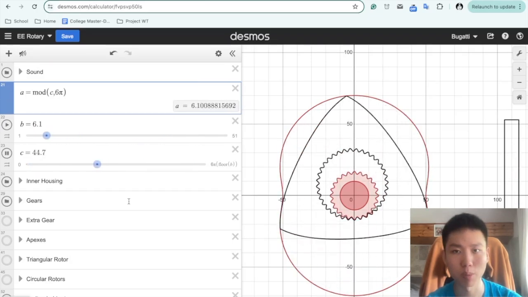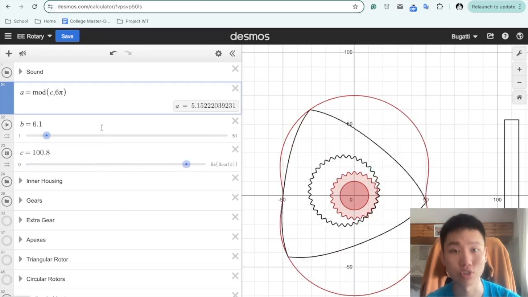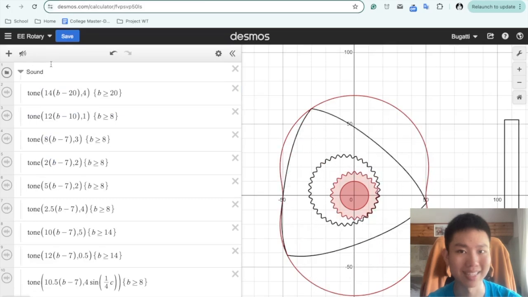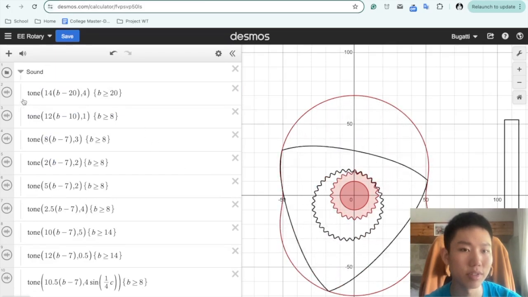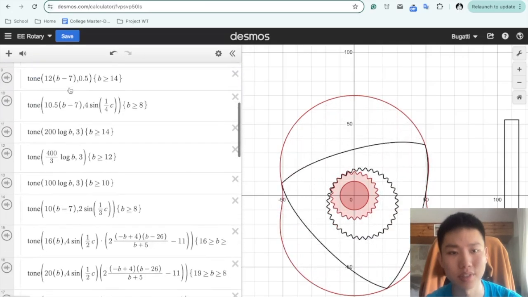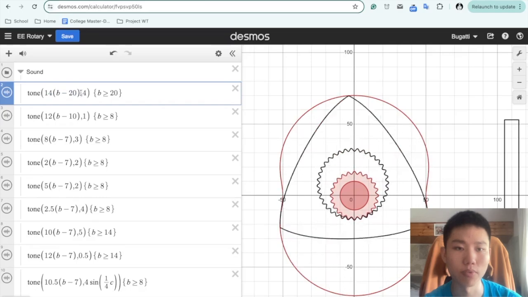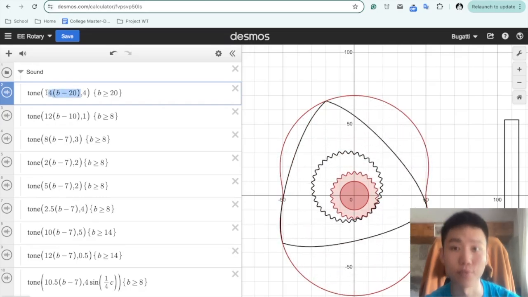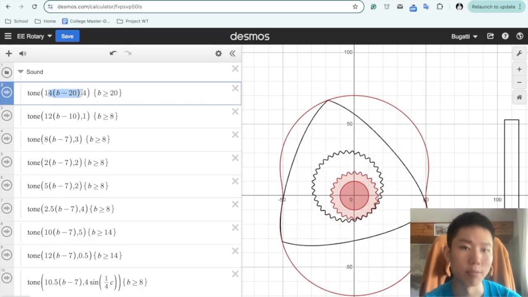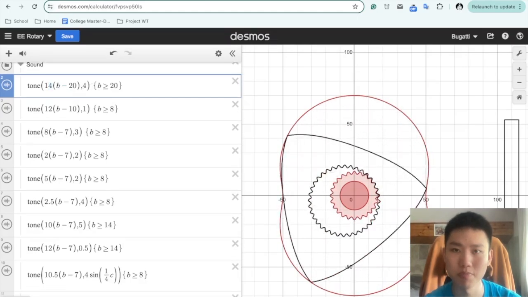Next comes probably my favorite part of this model, and as I'm sure you noticed in the intro, I added sound. So I used these new tone functions, I actually had no idea that they existed before this, and programmed them with the variable b. So the part in front of the comma represents a frequency or pitch, and the part after it just describes how loud it is. So here it goes.